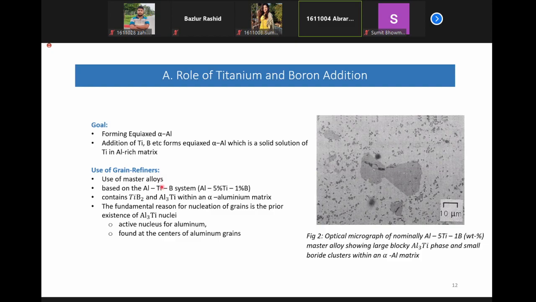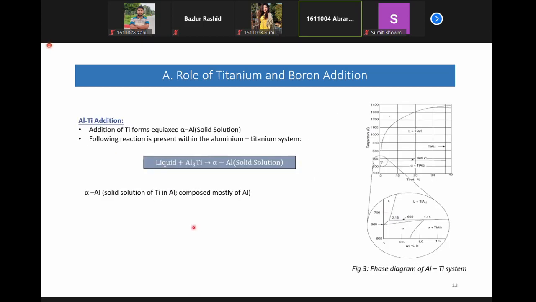The reason we need this is that these materials are the nucleation sites for the growth of the aluminum grains. This has been detected by experimentation, where we've actually found these particles at the center of aluminum grains. This can be understood in a couple of steps. First of all, we can look at the effect of titanium addition to aluminum. Basically, titanium promotes the formation of that alpha aluminum.